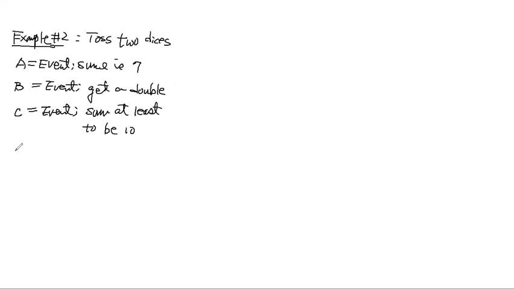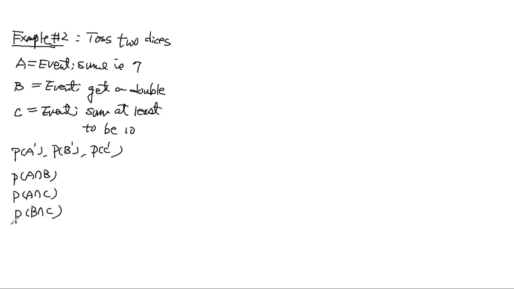Okay, so let's do this. Let's try to find the probability of A prime, B prime, and the probability of C prime. Then let's try to find the probability of A intersect B, A intersect C, and the probability of B intersect C here. Okay, so the first thing we need to do is write it out. Let's also do the probability of A union B and the probability of B union C. Wow, we have a lot of probabilities to do. So let's see here.